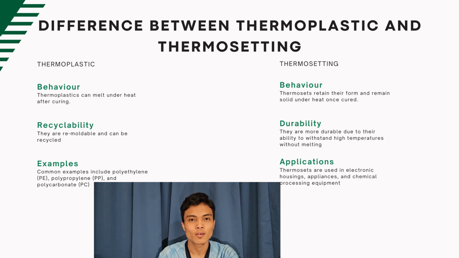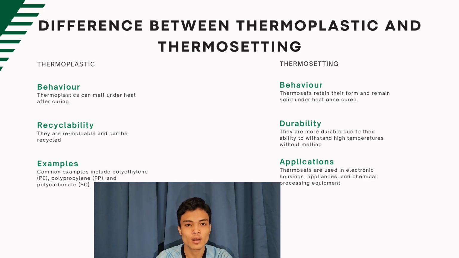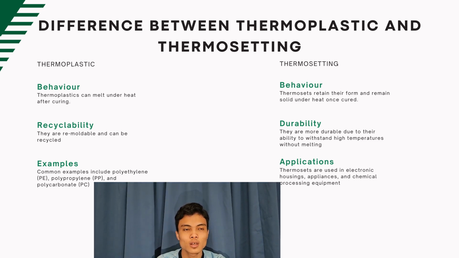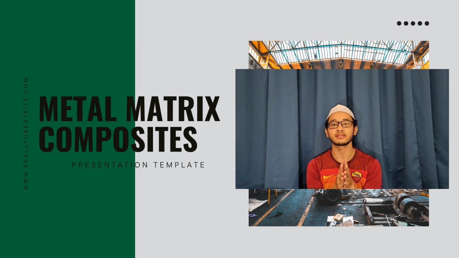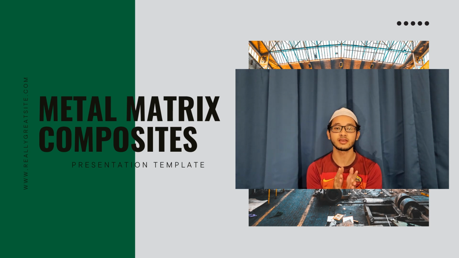And then for application, for example, thermoplastic is usually used to create PVC pipe. And for thermosetting, engineers usually use it to create electronic housing and chemical process equipment. So that's all. We move to the next composite material, which is metal matrix composite, or MMC.